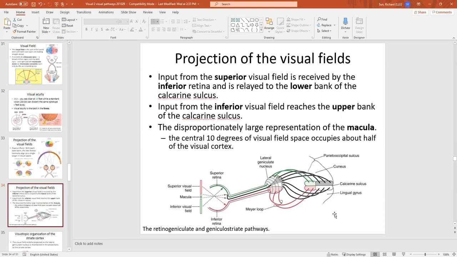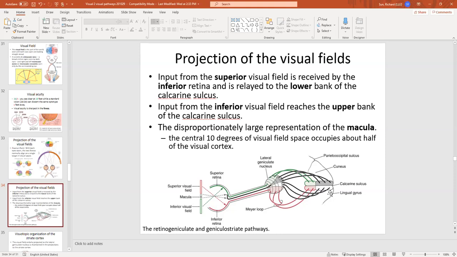One thing I want to get your attention on, we mentioned this already. This is the projection from the macula. This is a small region in the retina, and when it projects into the visual cortex, it takes a lot of the space. So this center 10 degree visual field projecting from the macula occupies a large portion of the visual cortex.